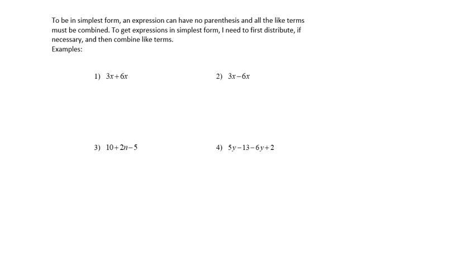For examples 1, 2, 3, and 4, there are no parentheses, so we don't need to worry about multiplying. We're just combining like terms. For example 1, we have a 3x, and we're adding 6x. Remember, we add the coefficients because I have 3 x's and another 6, so I have 9 x's altogether. For example 2, I have 3x, take away 6 x's, so I'm actually in debt 3 x's. 3 minus 6 is negative 3, and then x.